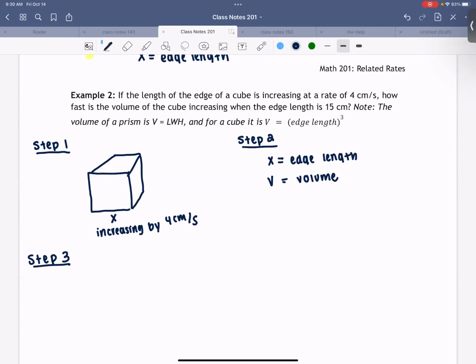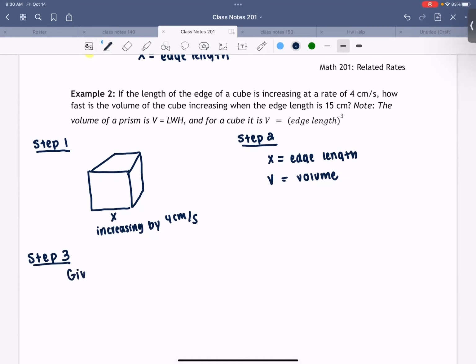Okay, so in the question, what is the question giving us in terms of derivatives? dx over dt equals 4 centimeters. Good, you're saying dx over dt is equal to 4 centimeters per second. And Jude found that out by reading the first sentence. It says, the length of an edge is increasing at a rate of 4. So the change in x, or our edge length, is 4 centimeters per second. Everyone good on that? Good.